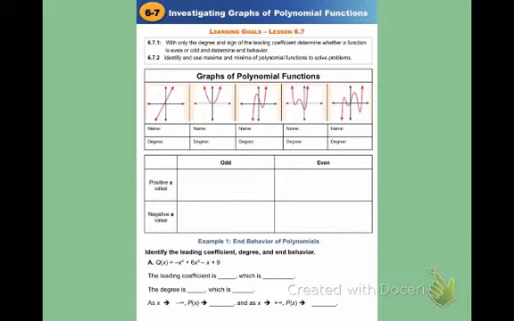So at this point, I'm going to show you a little video clip with Dr. Berger, kind of explaining a little bit about the different types of graphs you see in this table.